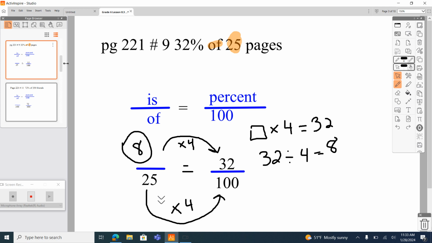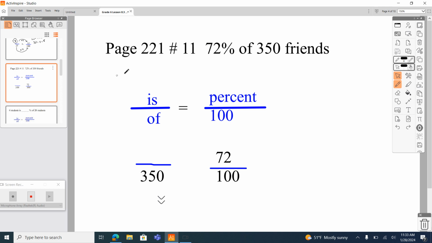Okay, going on to problem 11. 72% of 350 friends. So again, 72 is our percent over 100. Just getting tired of orange. Okay. 350 is right next to the word of, so 350 goes on the bottom. I don't have a pattern here between 100 and 350. I actually happen to realize it's 3.5, but let's see what happens if we simplify.